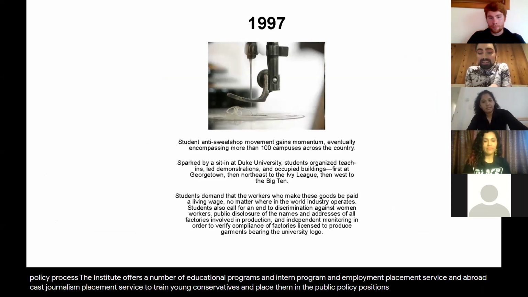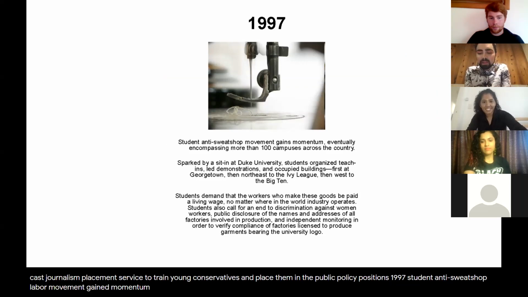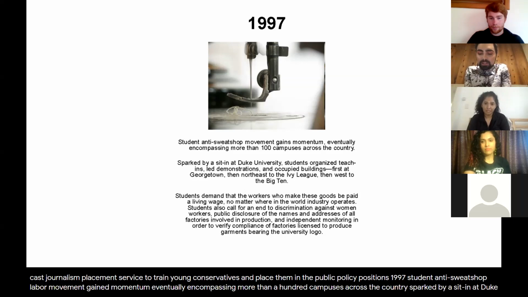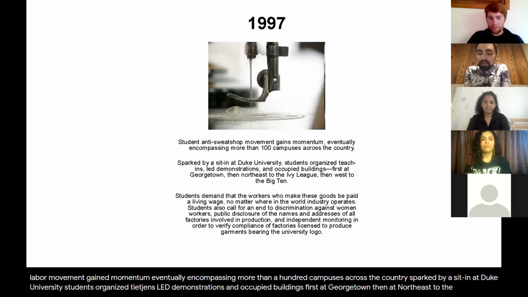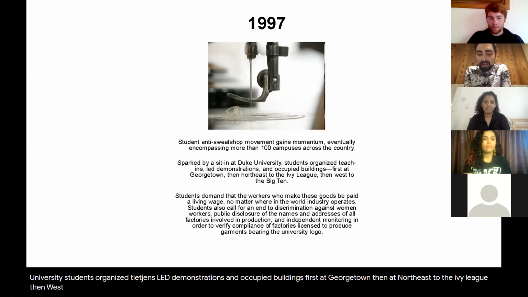Jumping to 1997, student anti-sweatshop labor movements gain momentum, eventually encompassing more than 100 campuses across the country. Sparked by a sit-in at Duke University, students organized teach-ins, led demonstrations, and occupied buildings, first at Georgetown, then at Northeast to the Ivy League, then west to the Big Ten.